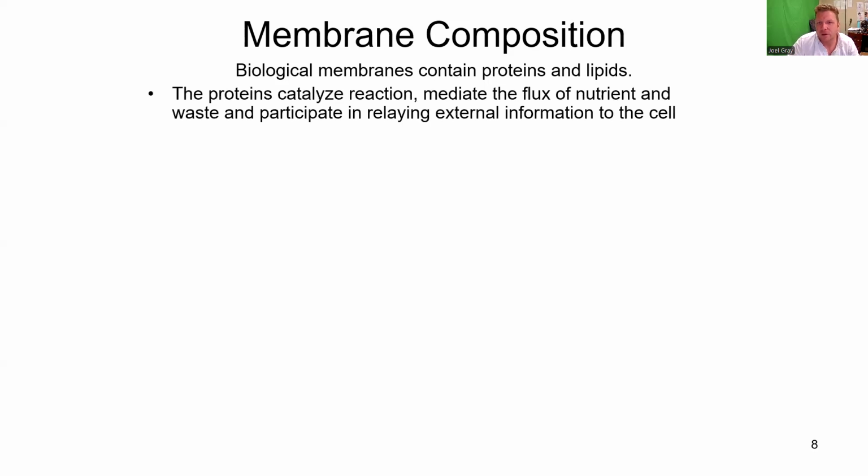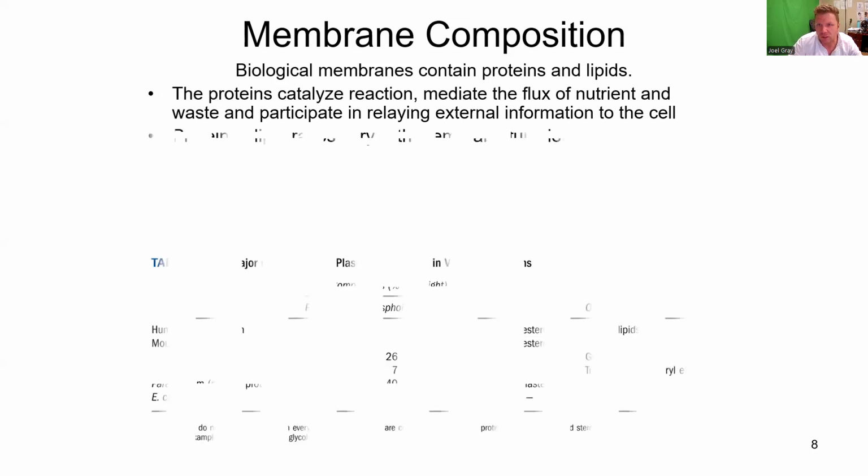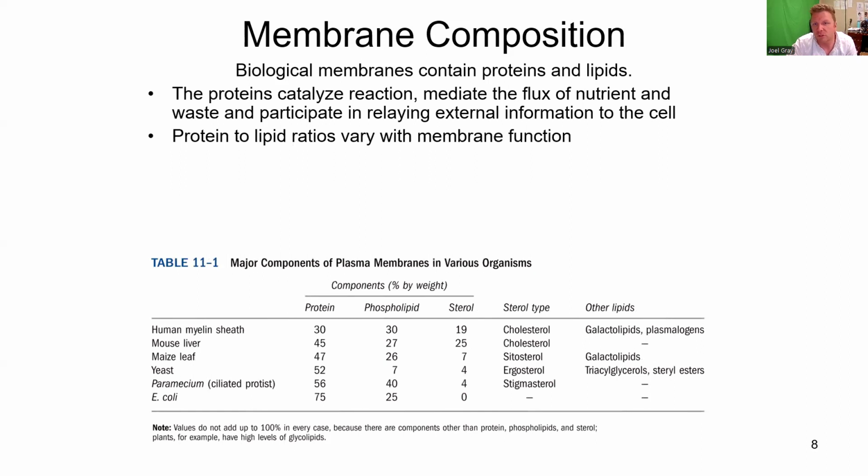The proteins catalyze reactions, mediate the flux of nutrients and wastes, and participate in relaying external information to the cell. Your protein to lipid ratios vary with your membrane's function. Here we've got a table where we look at the composition of different types of membranes. We look at E. coli. Well, E. coli doesn't have any sterols because they can't make cholesterol. Liver cells, we've got 45%, 25, 27%, and 25% of your proteins, phospholipids, and sterols. The most important takeaway from this is that your protein to lipid ratios vary with that membrane function.